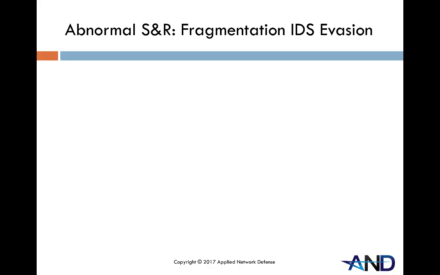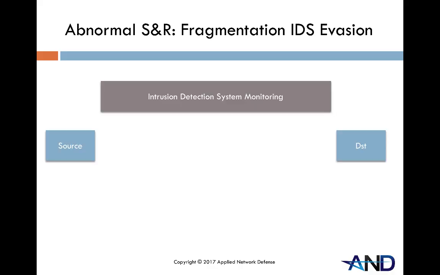Of course, intrusion detection systems, or IDS, sit generally at the network border, sometimes other places, and they monitor network traffic into and out of the network or into and out of a specific network segment. And that's kind of what we have represented here. We have a source and a destination communicating with each other, and we have our intrusion detection system monitoring everything in place.